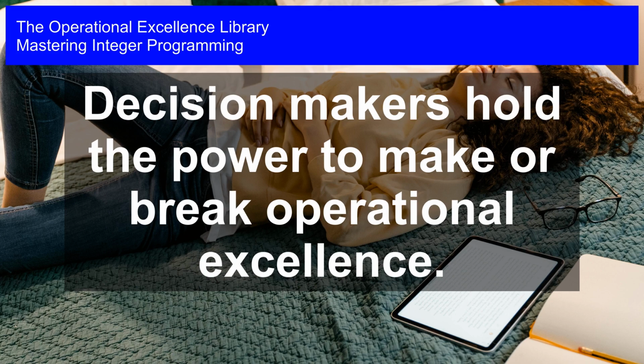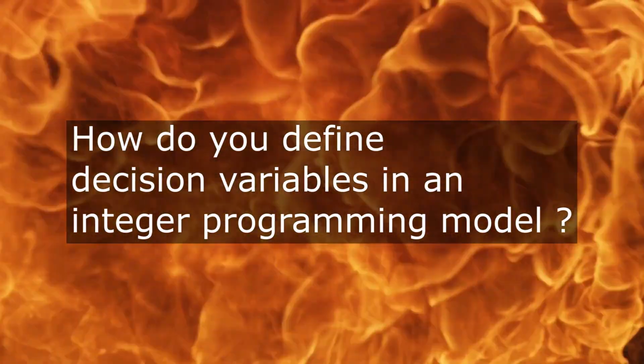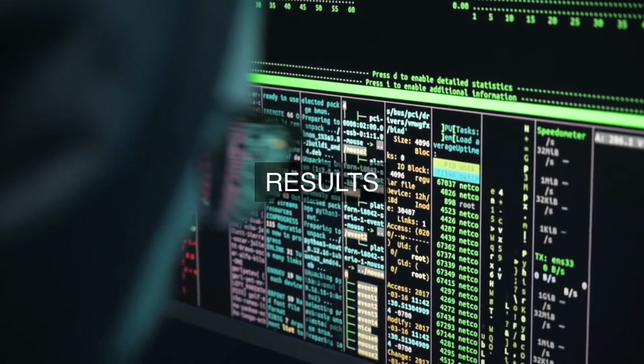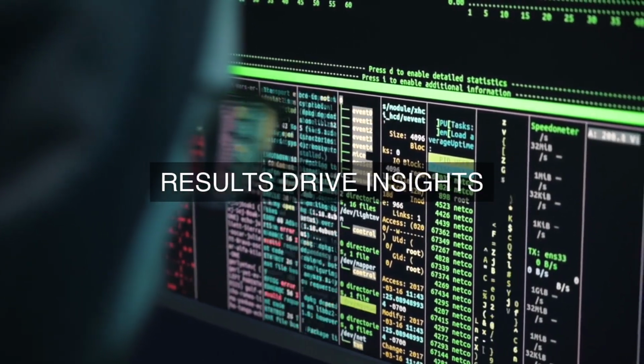Mastering integer programming. Decision makers hold the power to make or break operational excellence. Who determines the decision variables in an integer programming model, and what factors do they take into account when defining these variables to ensure optimal operational excellence in their integer programming model?